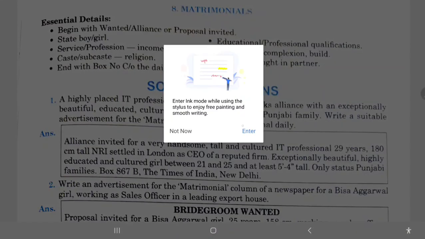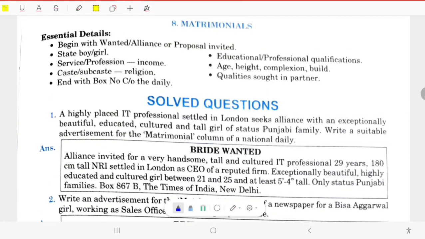Matrimonials. Matrimonials means bride wanted or bridegroom wanted. So, what are the value points here? We will begin with alliance or proposal invited. We have to tell clearly about the boy and girl. Means even if you are writing about bridegroom wanted or bride wanted, you need to write both. Means what kind of bride or bridegroom is there and what kind of bridegroom or bride you want. Service or profession means what do they do, what's the income, you may state this one.